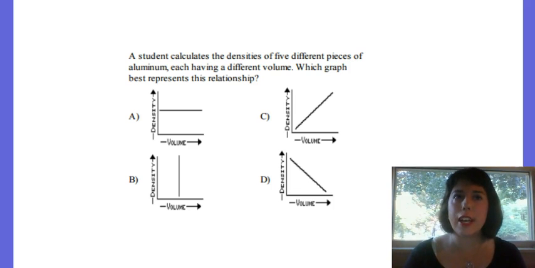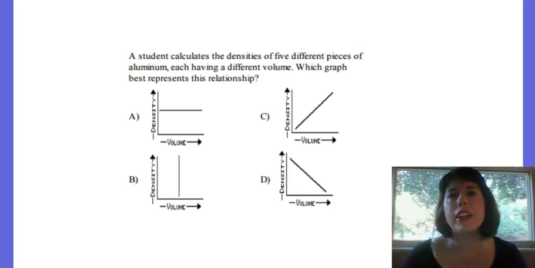Let's take a look at this sample problem. Pause it, solve it out, but I'm going to keep going. So we're looking back at our old friend aluminum here, and a student calculated the density of 5 different pieces of aluminum, each having a different volume. Which graph best represents the relationship?